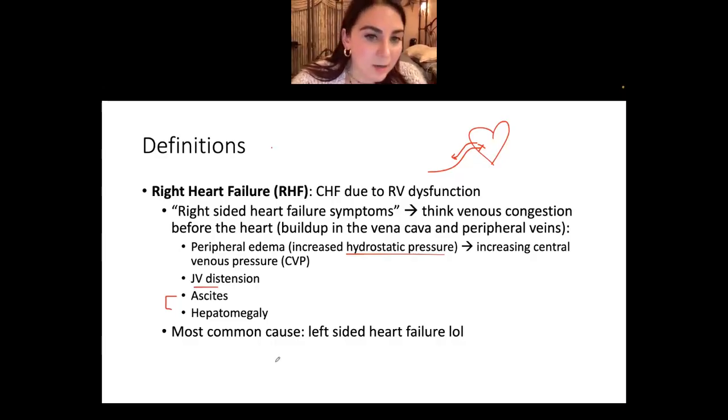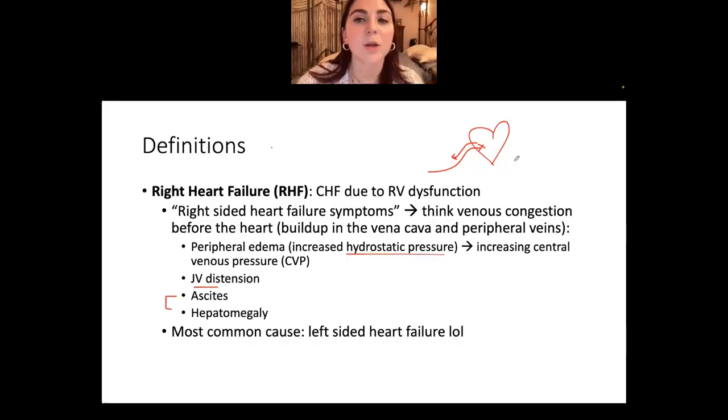The most common cause of right-sided heart failure is left-sided heart failure, which I think is hilarious. Usually it's not a problem with the right ventricle itself. Usually the patient has left-sided heart failure that's gone on for so long that it developed into right-sided heart failure. Cor pulmonale, that's like true right-sided heart failure.